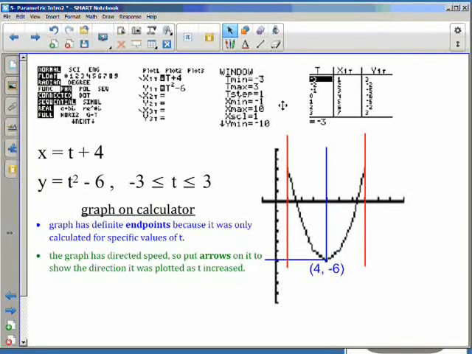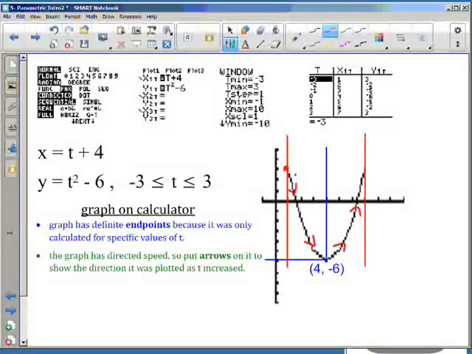Also from the y as a function of x. And we should put some arrows in there. If you looked at that data table, x increased, so we would have arrows something like this. But definite endpoints here and here.